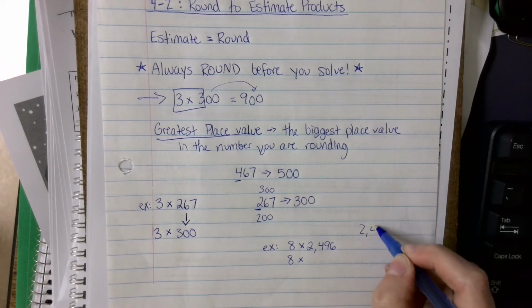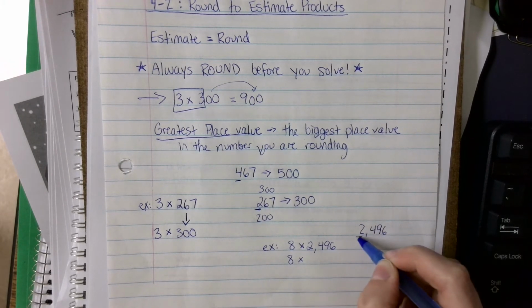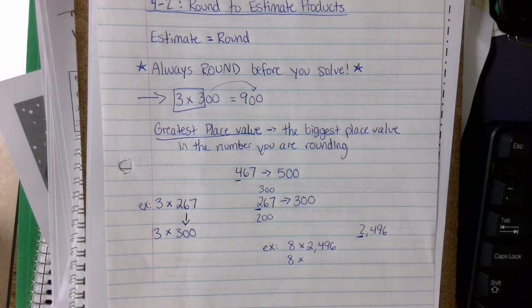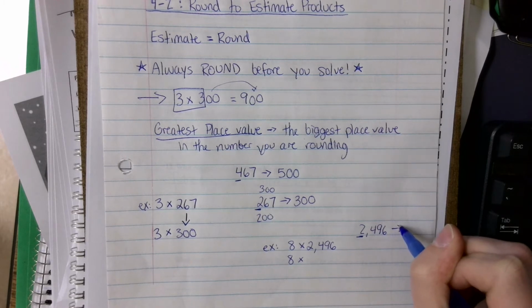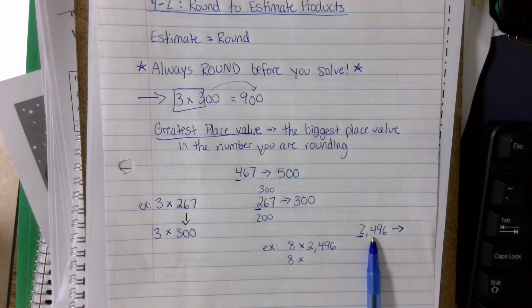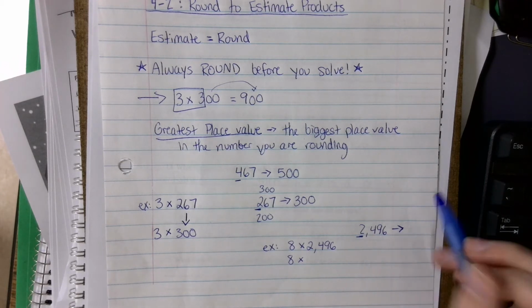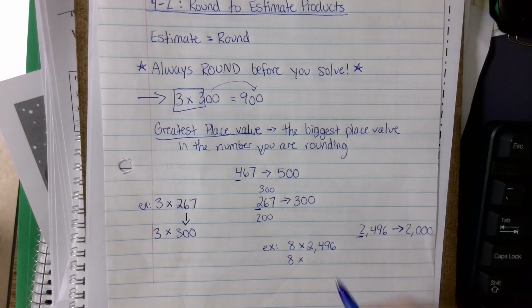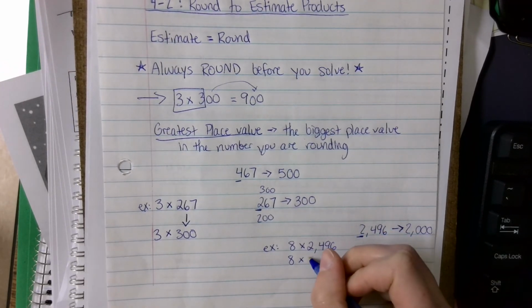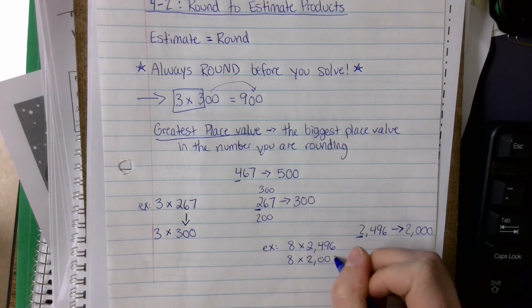So 2,496, the 2 is in the greatest place value. So this number is either going to round to 2,000 or 3,000. It's really close to 2,500, but it's not quite there. So this 4 tells the 2 to stay a 2, and then the rest becomes zeros. So 2,496 rounds to 2,000.